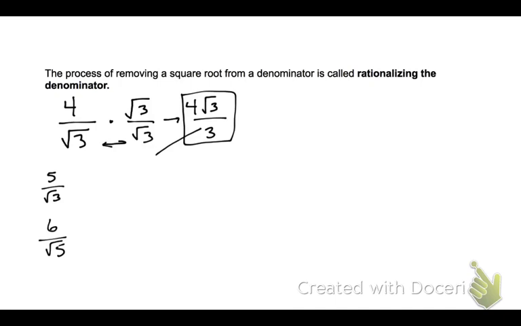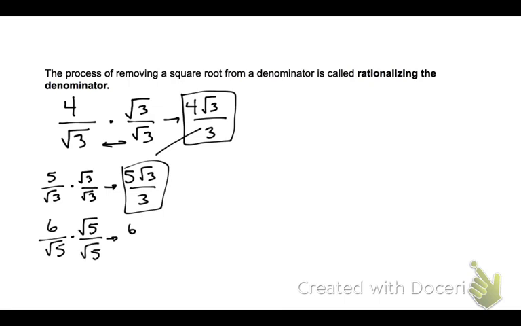Let's go through it. For this first one, we just need to multiply by the square root of 3 over the square root of 3. And that would give us 5 root 3 over 3. For the second one, since the denominator is the square root of 5, to rationalize, we'll multiply by the square root of 5 over the square root of 5. We would get 6 root 5 over 5. And it's rationalized.